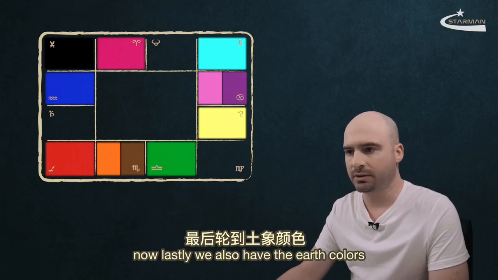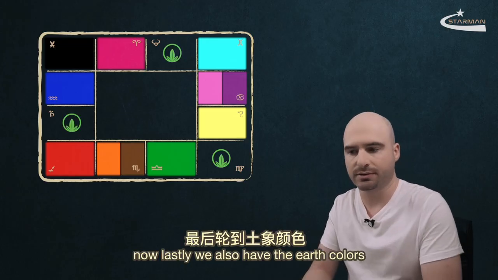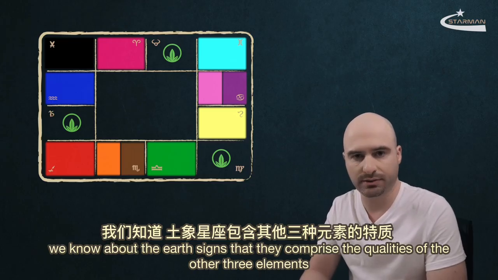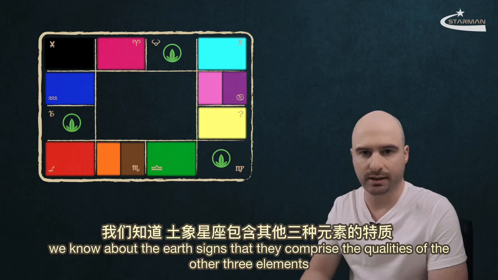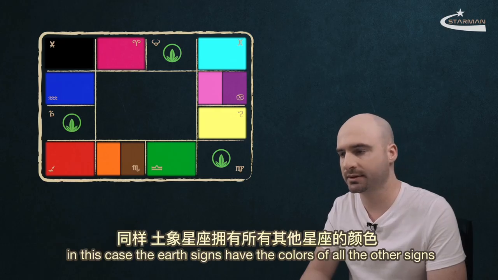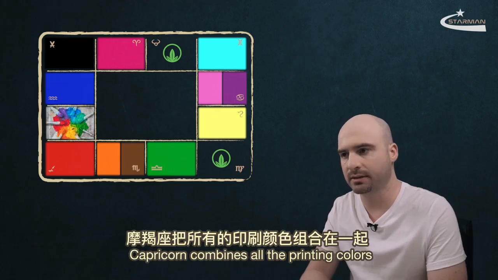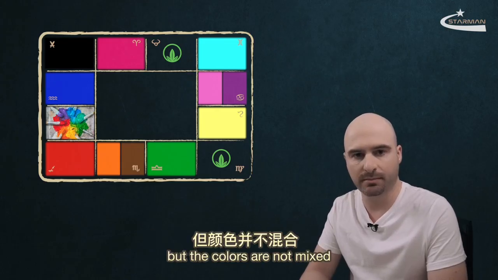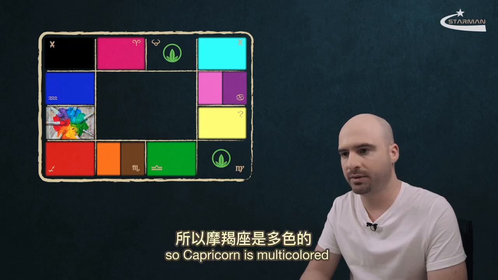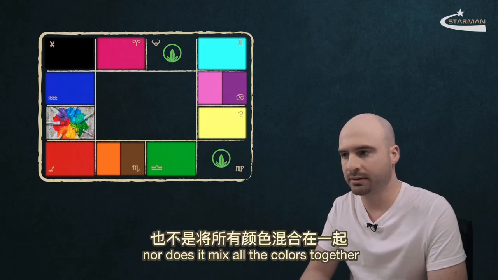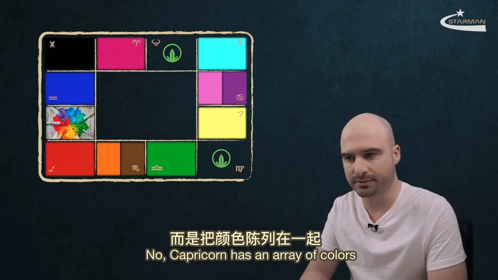Now, lastly, we also have the earth colors, right? We know about the earth signs that they comprise the qualities of the other three elements, right? In this case, the earth signs have the colors of all the other signs. Capricorn combines all the pigment colors, but the colors are not mixed, okay? And so Capricorn is multicolored, right? Capricorn doesn't just do one color, nor does he mix all the colors together. No, Capricorn has an array of colors.